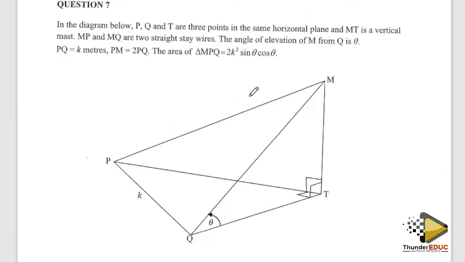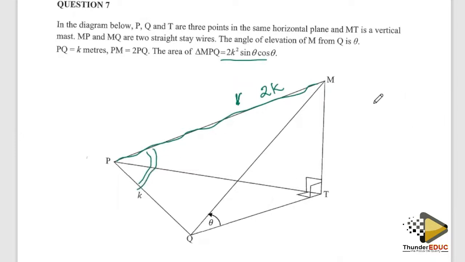The angle of elevation is theta, okay? And then PQ is k. PM, okay, this distance here is 2 times PQ. So which means this is going to be a 2k. Let me just write it here. That's a 2k, this length. Then the area of MPQ, the triangle on top, is given as this. Can we show that MPQ, this angle here, is given as a theta?